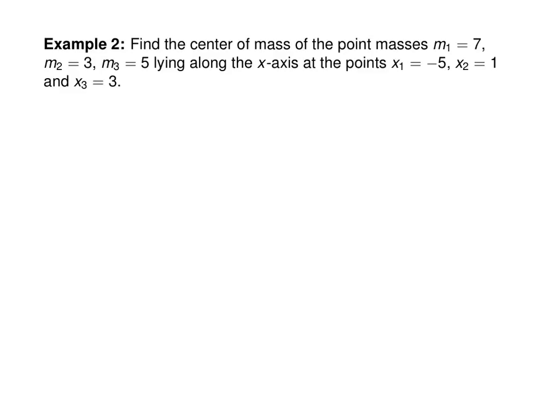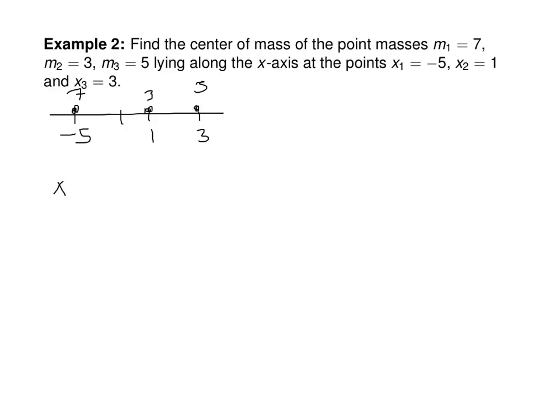Next, suppose we have a system of point masses. So the mass of the first point is 7, the mass of the second point is 3, and the mass of the third point is 5. And these points are lying on the x-axis at the points -5, 1, and 3. So let's just draw a little picture. At -5 we have x1, it has a mass of 7. At 1 we have a mass of 3, and at 3 we have a mass of 5.